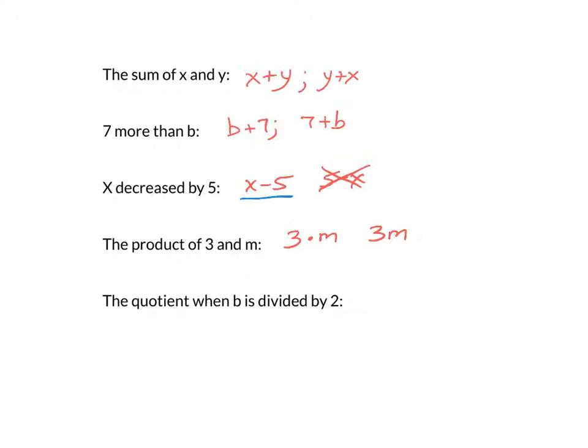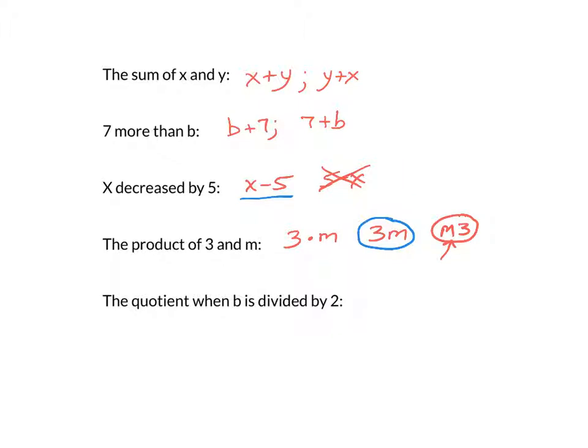Once again, though, because multiplication is commutative, I could also write it m3. Generally, you would not see that. If you wrote it that way, it would be considered correct, but generally the number comes first. So you would probably see this written as 3m instead of m3.